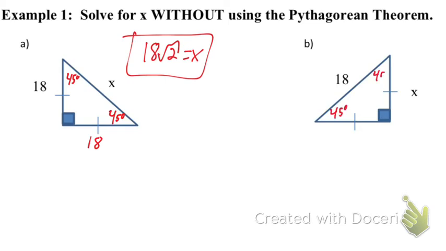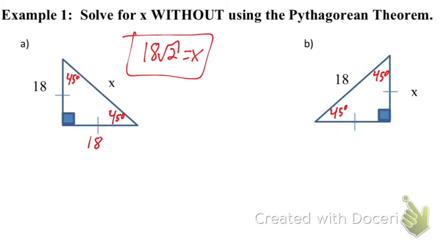45, 45, 90. I want everyone to say what type of triangle this is. I want all of the class, not part of the class, to say 45, 45, 90. Perfect.